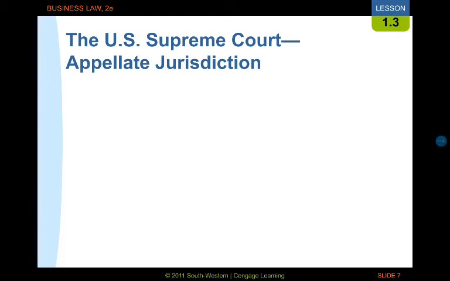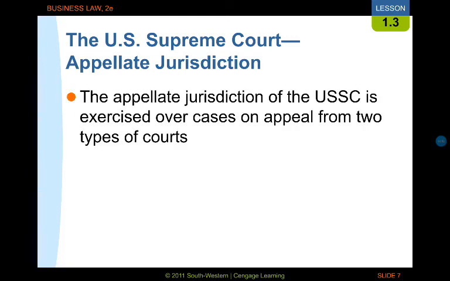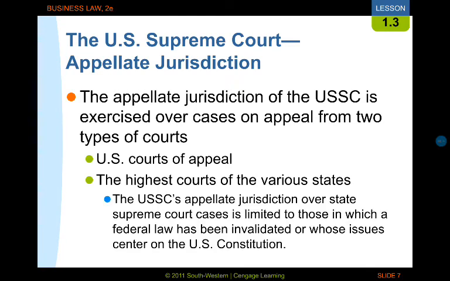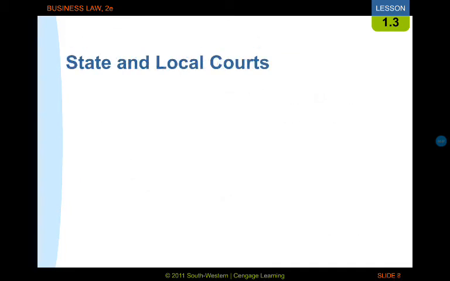The U.S. Supreme Court's appellate jurisdiction is exercised over cases on appeal from 2 types of courts: U.S. Courts of Appeal and the highest courts of various states. The Supreme Court's appellate jurisdiction over state supreme court cases is limited to those in which a federal law has been invalidated or whose issues center on the U.S. Constitution.